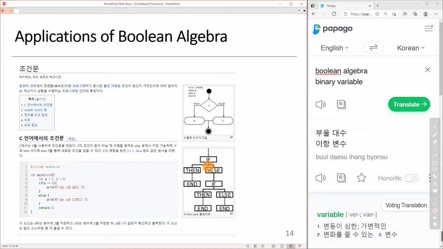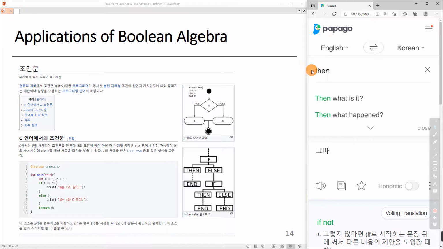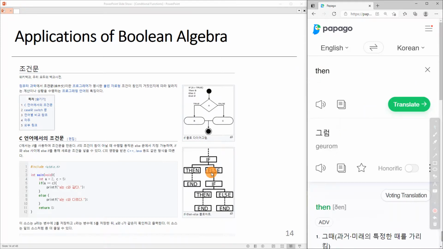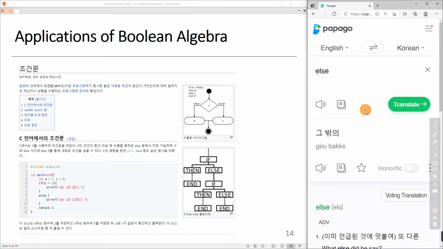So in programming, we often use such kind of statements like if. You know what is if, right? Also, when we talk to each other, we often use if, right? Also, we use then, right? Also, we use else. For example, you may ask each other, so what else? What else did he say? And some other things like return and end as shown here.